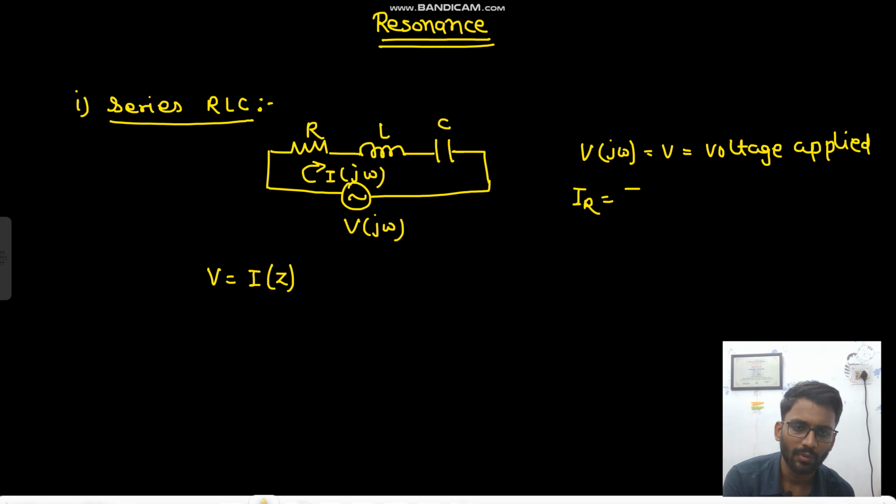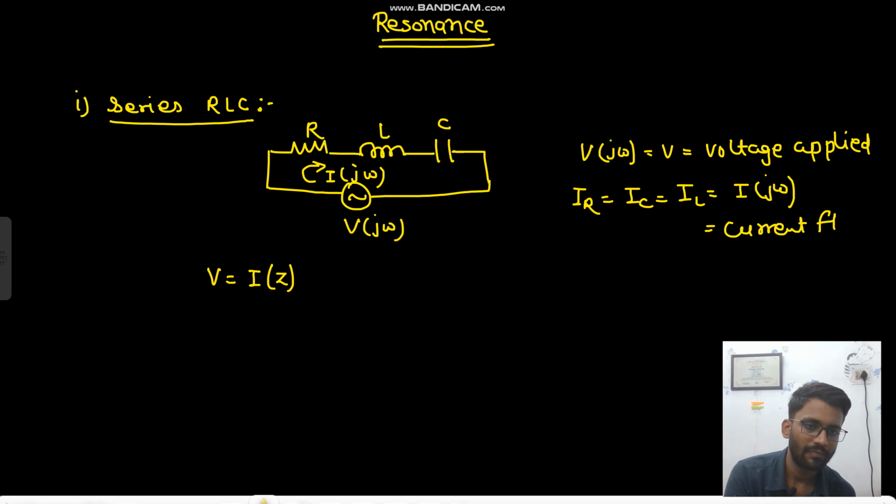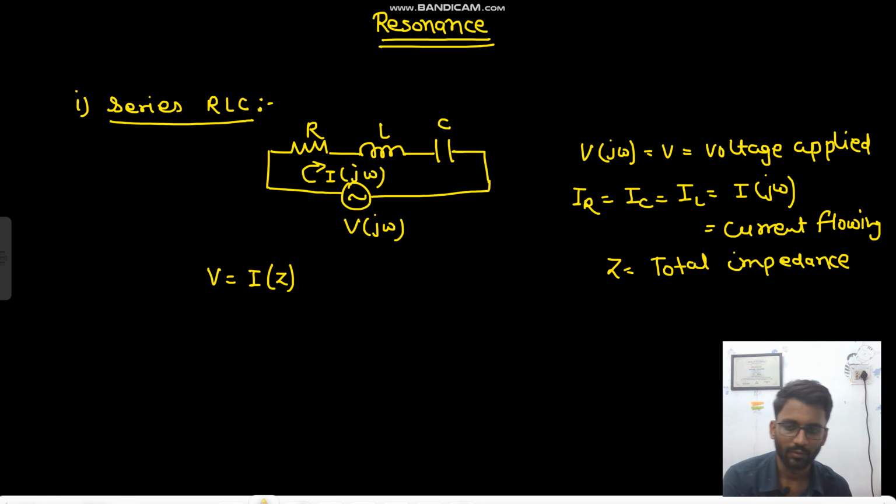IR equals IC equals IL equals I of j omega, because the complete current is flowing through R, L and C, so all of them will have the same current flowing. And Z is the total impedance. So this would be I into Z.